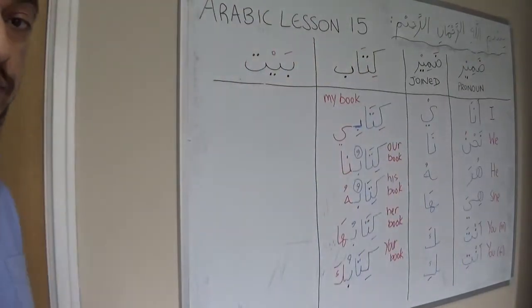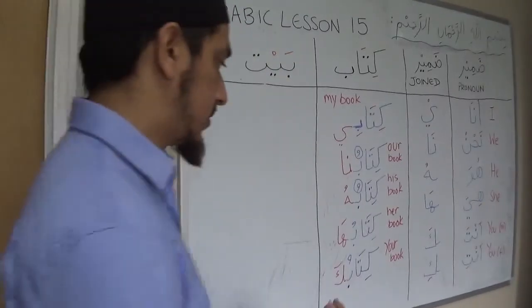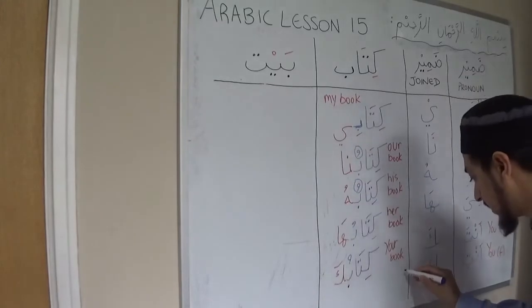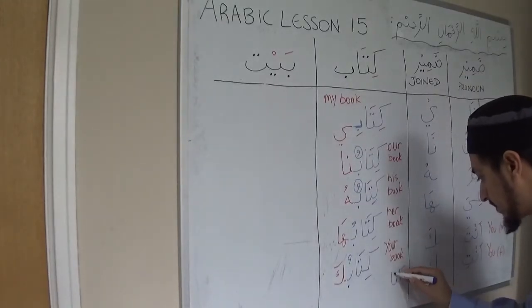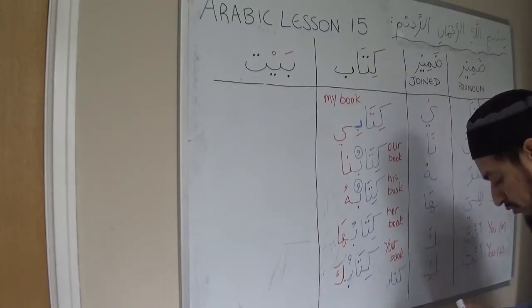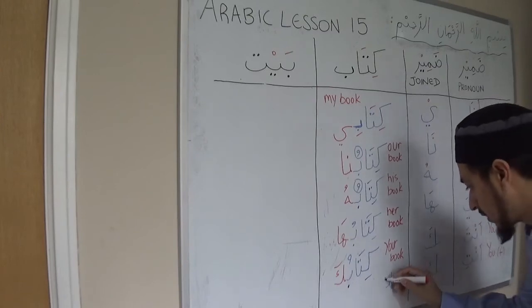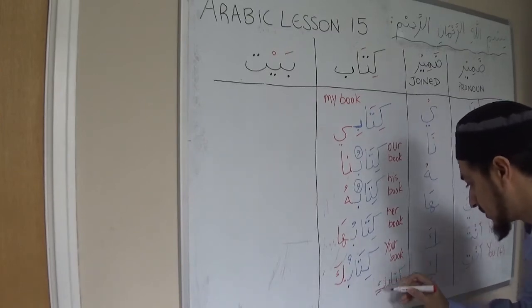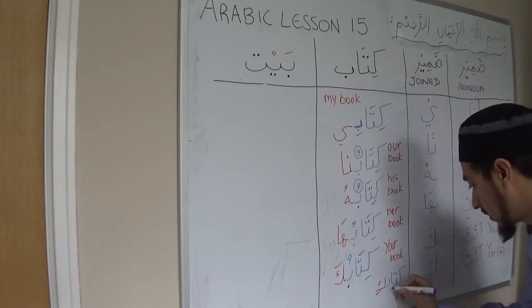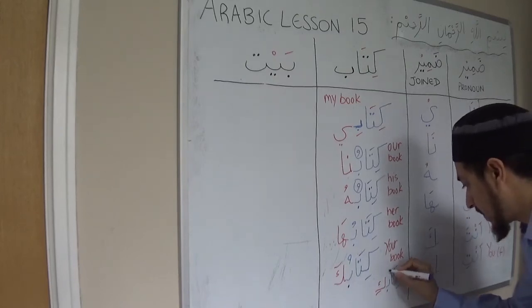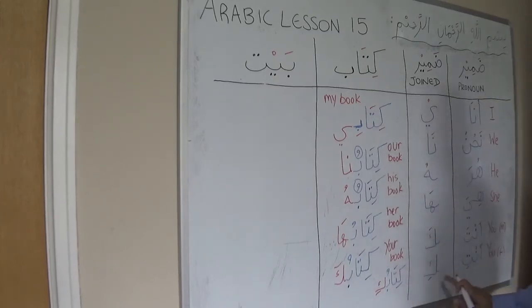And finally, kitabuki, which should fit in just about. I'll write it like this. Kitabu. Listen, I said no noise. Kitabuki for auntie, your book.